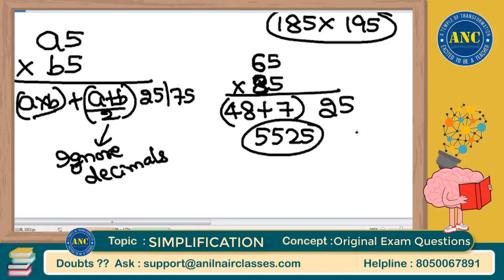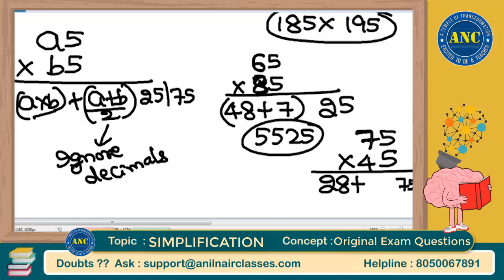Suppose one more example, 75 into 45, right? 75 into 45. Odd 5 into even 5. The last two digits will be 75, different family. 7 into 4, 28, plus A plus B by 2. 7 plus 4 is 11. 11 by 2 is 5.5. Ignore that 0.5. It is only 5. The answer is 3375. I already taught you this concept also, sir.